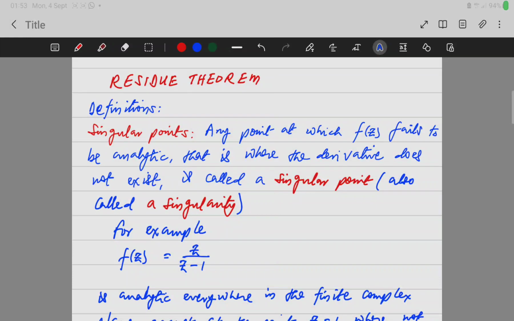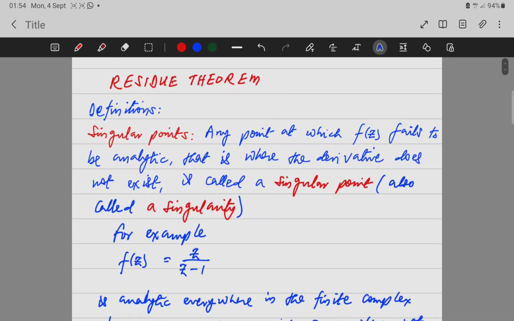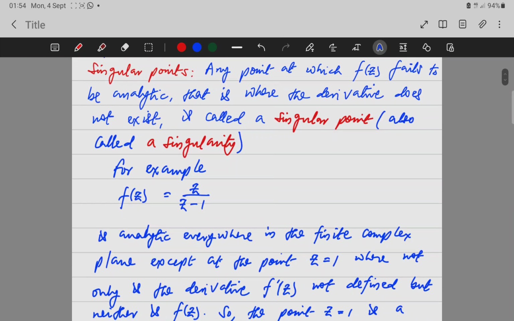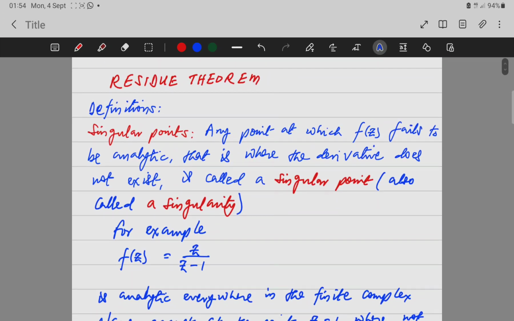Today we want to learn the residue theorem. The residue theorem is a theorem in complex analysis that assists us to evaluate integrals in complex analysis. So we want to give some definitions. The first one is singular points.